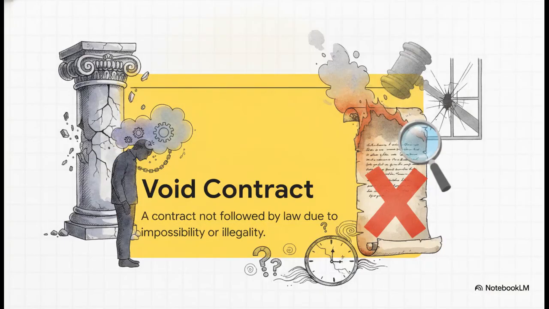Conversely, a void contract is one that the law simply can no longer recognize. Why? Usually because of a major disruption. This could be a supervening impossibility, like a party becoming mentally disabled after signing. Or it could be subsequent illegality, which just means a sudden change in state policy or law made your previously fine agreement illegal. Even unpredictable future events can render a contract completely void.